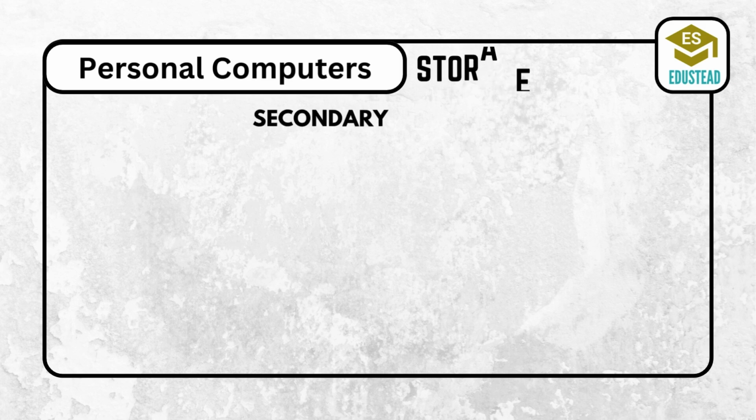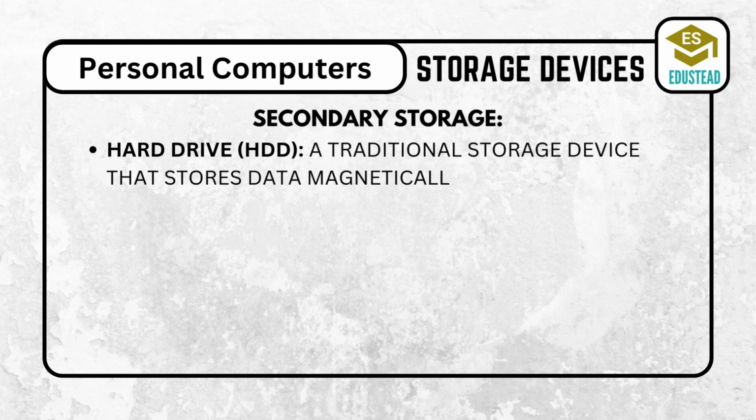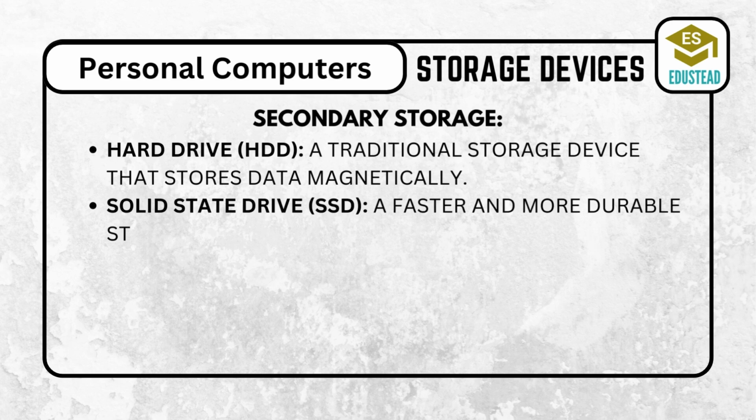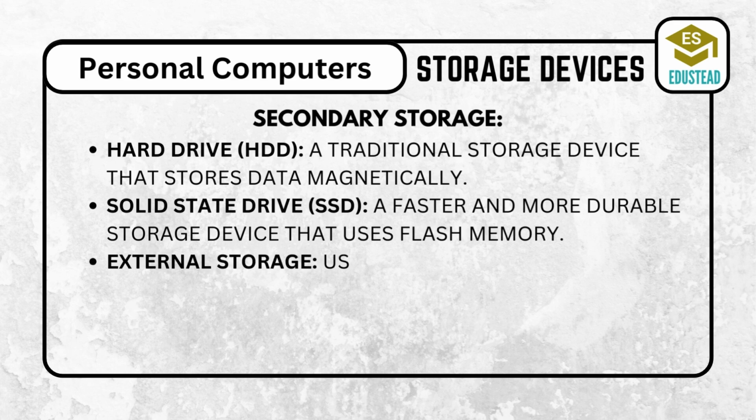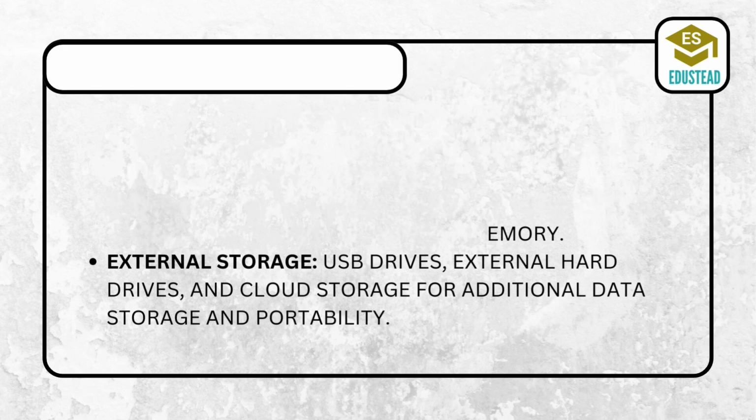In the storage devices, we are moving towards secondary storage, a traditional storage device that stores data magnetically, known as hard drive. A faster and more durable storage device that uses flash memory is known as solid-state drive. External storage contains USB drives, external hard drives, and cloud storage for additional data storage and portability.